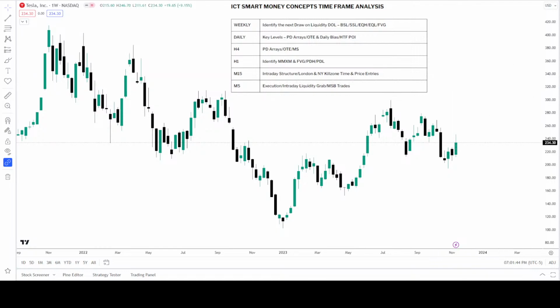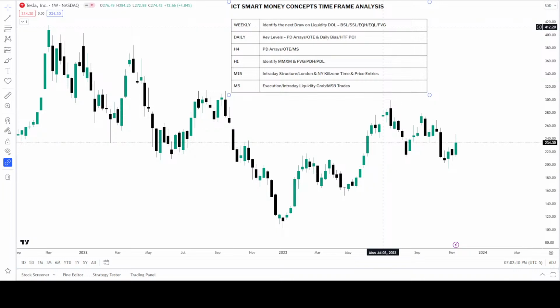The first thing we're going to do with that is look at the weekly time frame, and on the weekly time frame, we're going to identify the next draw on liquidity. DOL is draw on liquidity, and our draws on liquidity are going to be buy side liquidity, BSL, sell side liquidity, SSL, EQH is equal highs, EQL is equal lows, and we're going to look at fair value gaps on the weekly time frame.